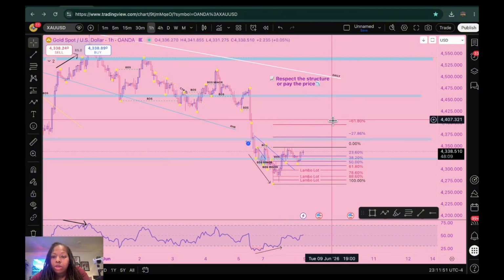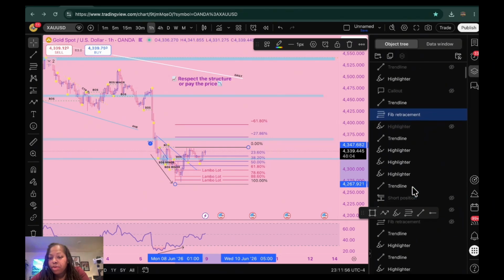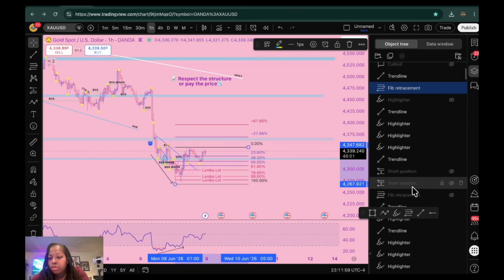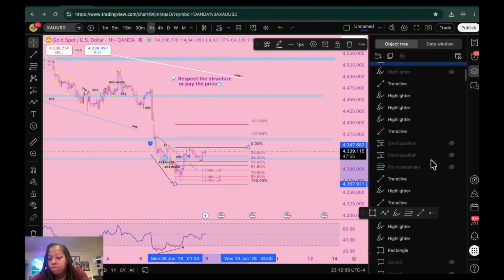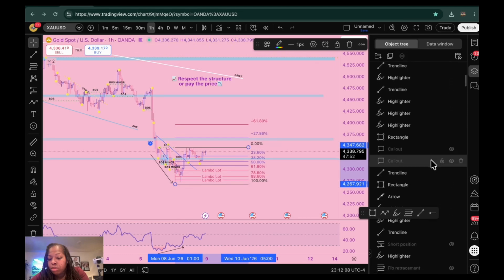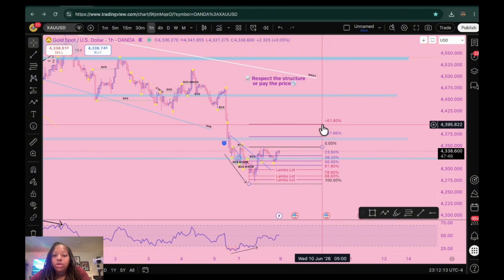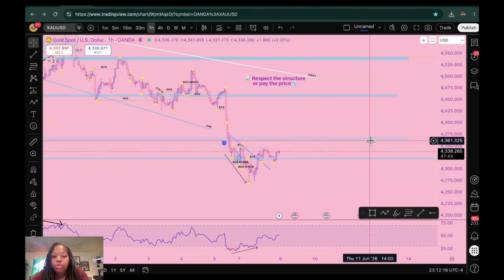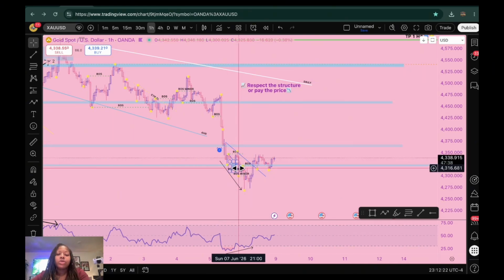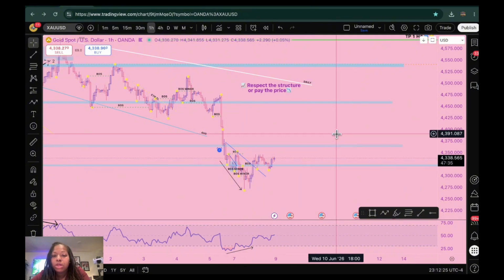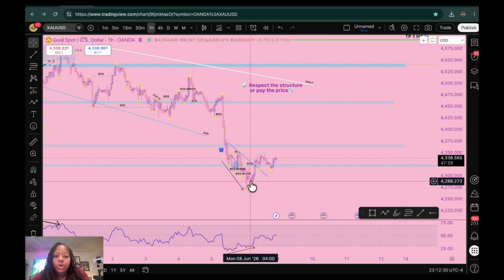And also, if I remove, let's see, I'm trying to find my fib that I had on here. Okay, anyways, let me hide this again. So we have divergence here. Now, all of these small minor breaks of structure that you see are on the lower time frames. So I know that we have divergence here, so I know that we have a possible reversal.